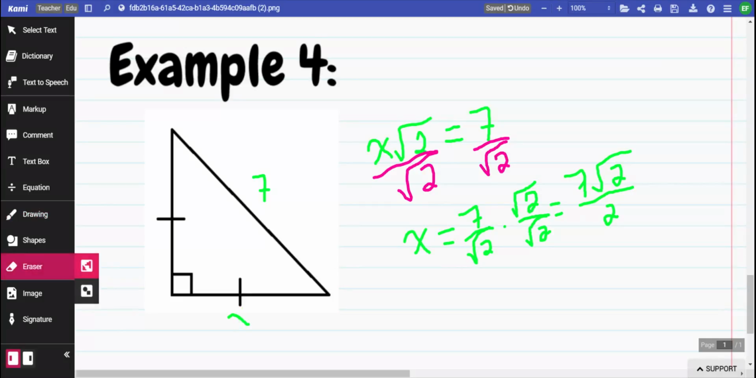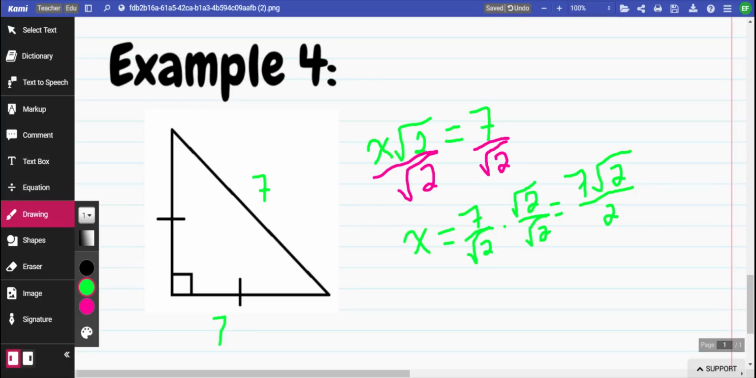This leg is going to have the x. This leg will have a length of 7 times the square root of 2 over 2. And this leg will also be the same, 7 times the square root of 2 over 2. Okay. That was short, sweet, and to the point. A couple different examples.